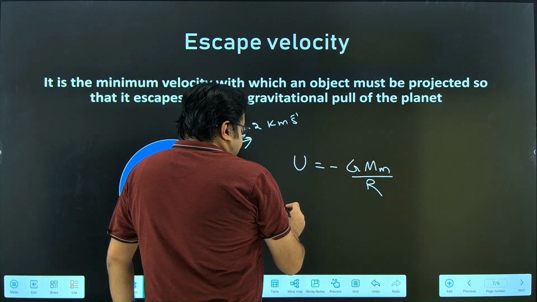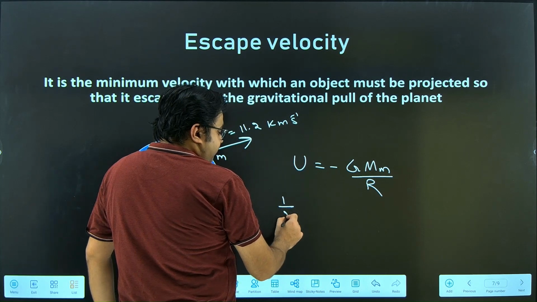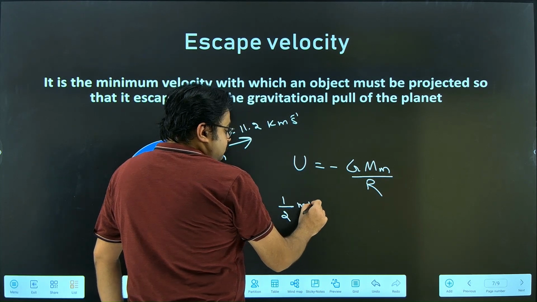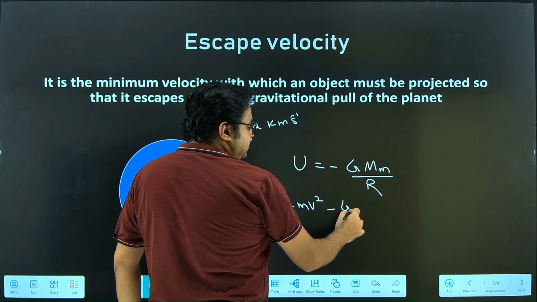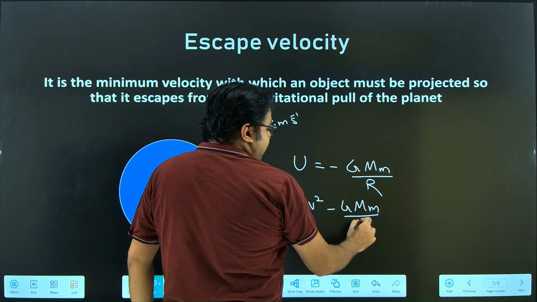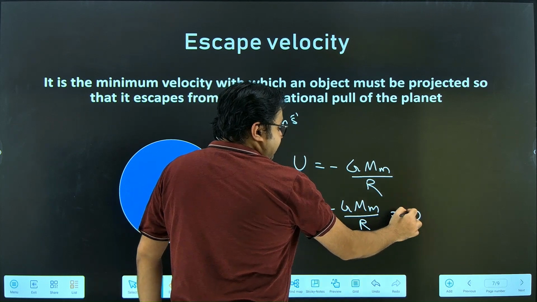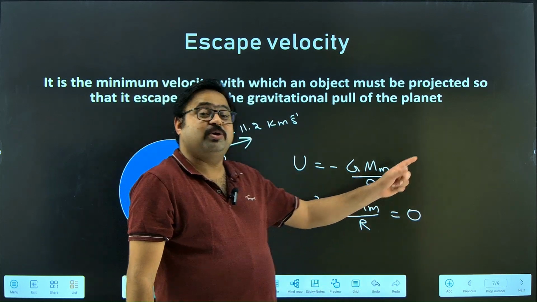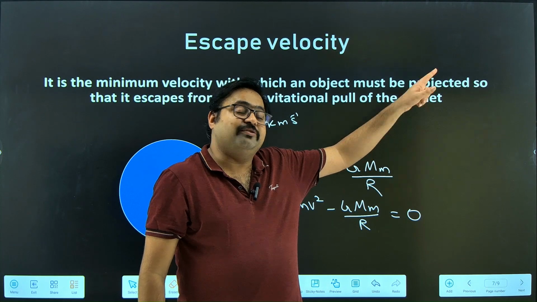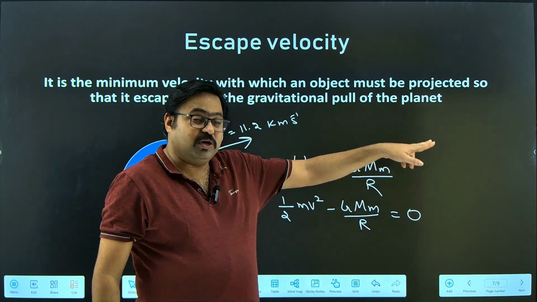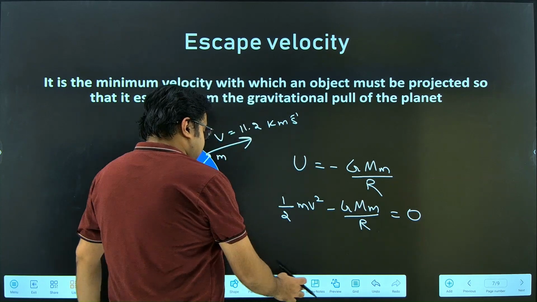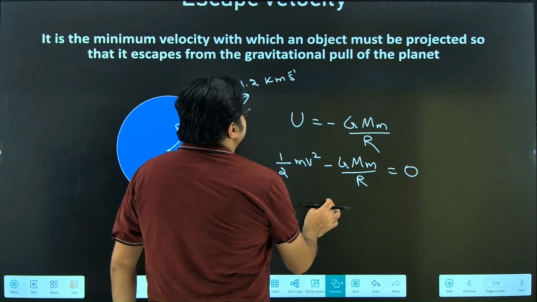So the amount of kinetic energy, which is half mv square, you should give to the already existing potential energy, which is minus GMm divided by r. The total energy should sum up to 0, because that's exactly the energy that it had when it was at infinity. We have discussed it. So 0 is the energy it had when it was at infinity.